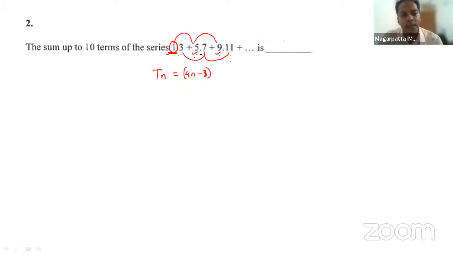4 into 1, 4 minus 3; 4 into 2, 8 minus 3; 4 into 3, 12 minus 3. So this one is 4n minus 3. The next number is 2 more than that. So can I say this is nothing but 4n minus 3 plus 2? So that is nothing but 4n minus 1.